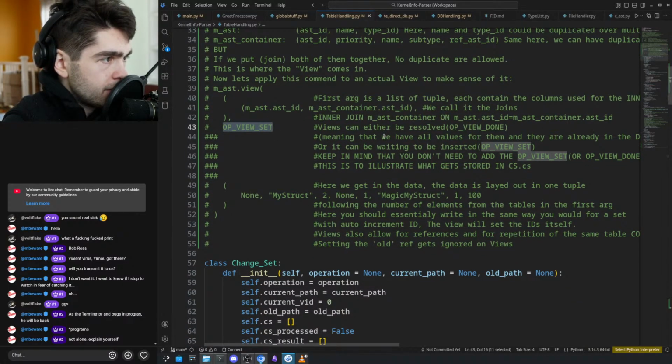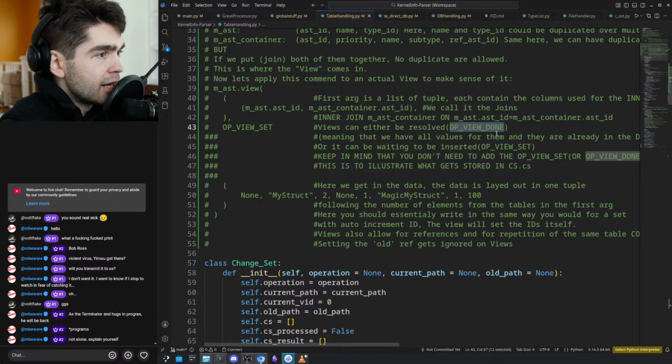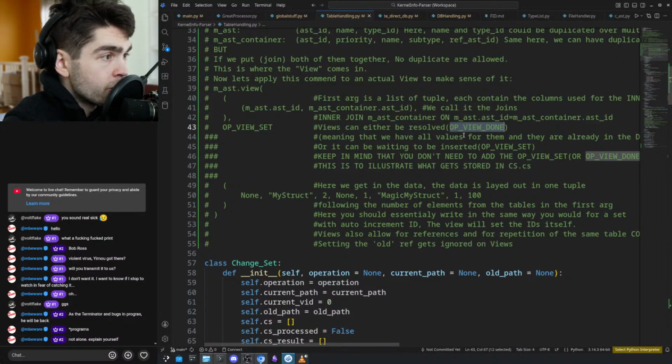What's the yap here? Yes, so we have one constant for when it needs to be set. We have one constant when it's just like a get, right? We have the data and we know that it's valid, so you don't need to actually set anything. So we only use it for reference. So we have both. I'll read this because I don't remember what I wrote. Keep in mind that you don't need to add the OP view set. Okay, yeah, makes sense. We don't need to add it to this command. It's added automatically. It's just for illustration.